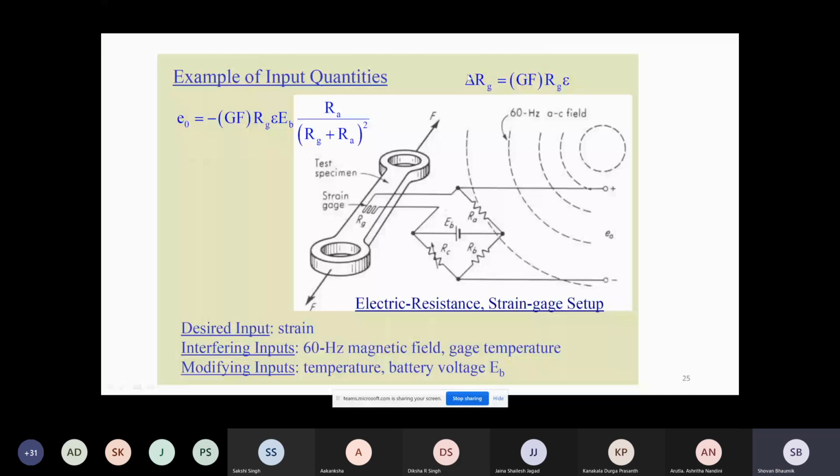So now let's see what the desired input is. Here the desired input is strain. That means when we apply strain, the strain gauge should change its resistance, and we can measure the change in resistance and say what the strain is. Now, what is the interfering input?